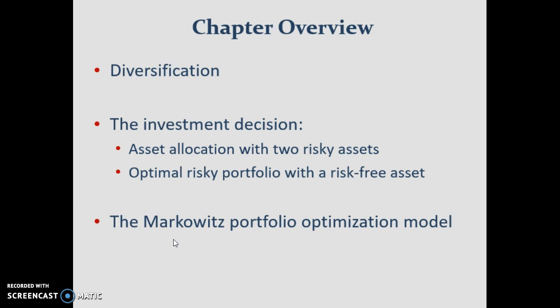The second part of this chapter is based on the investment decision. We start with asset allocation comprising two risky assets and then extend that model to accommodate more than two risky assets, or multiple risky assets. And then we form the optimal risky portfolio with risky assets and a risk-free asset. The third and the final part of this chapter deals with the Markowitz portfolio optimization model.